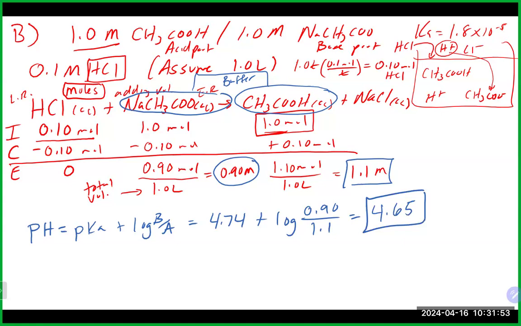Any questions on that? Again, you would do an ICE table. You would have the acetic acid and sodium acetate on both sides. That table, second table, you would do with X's and solve for X, and that would equal your H plus concentration, and then into your pH if you chose that route. Any questions on that?